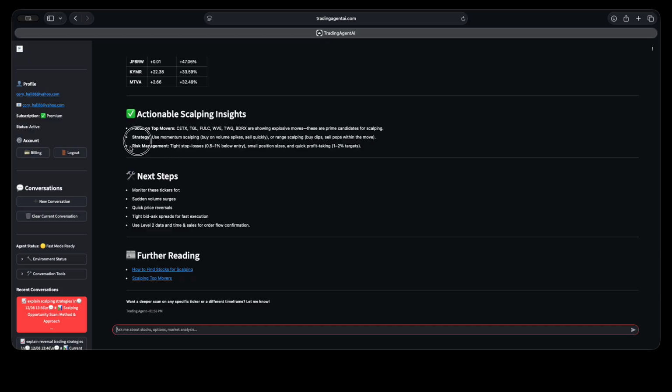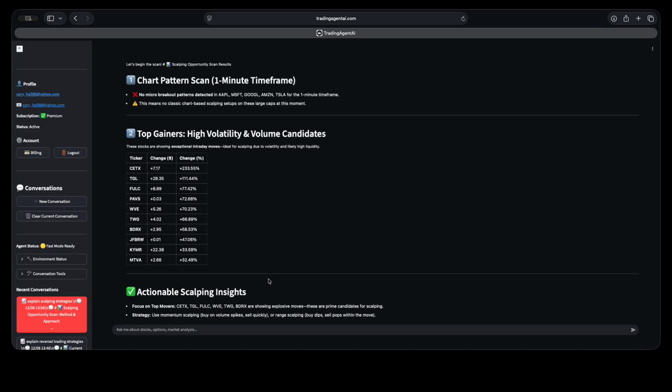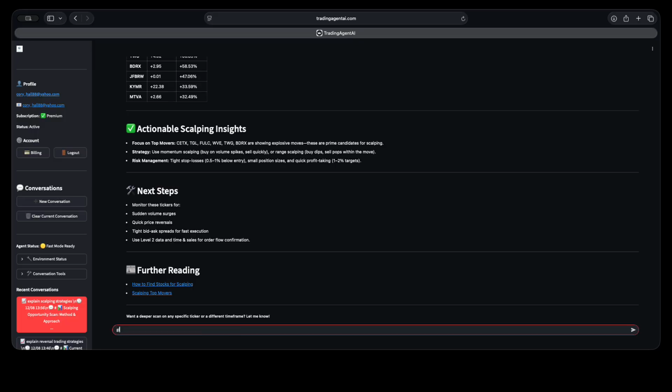Again, risk management, we're always going to throw risk management out there every single time. So you're going to set those tight stop losses, 0.5 to 1% below entry. You're going to use small position sizes and quick profit taking, 1 to 2% targets. Next steps, monitor these tickers for sudden volume surges, quick price reversals, tight bid-ask spreads for fast execution, and use level 2 data and time and sales for order flow confirmation. And so let's do give volume.